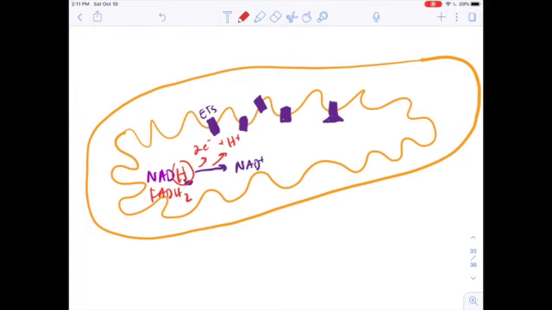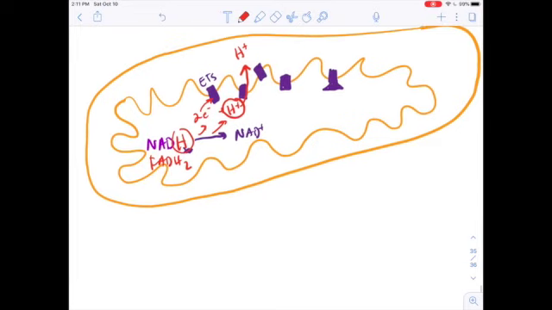Some of these proteins in the electron transport system accept the electrons, but many of them will take the protons and pump them across that inner membrane of the mitochondria. So let's write this down here.